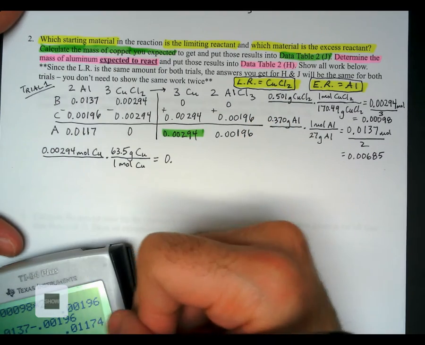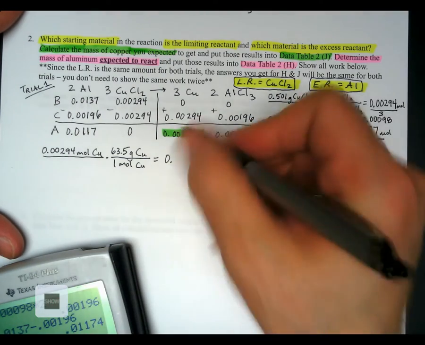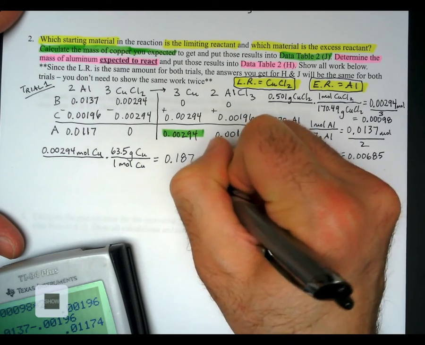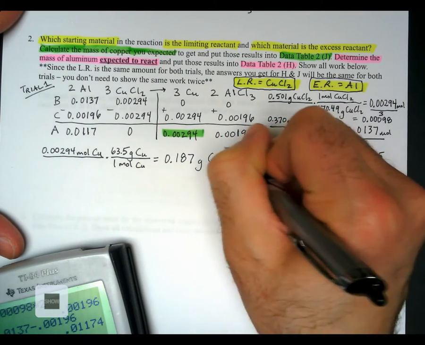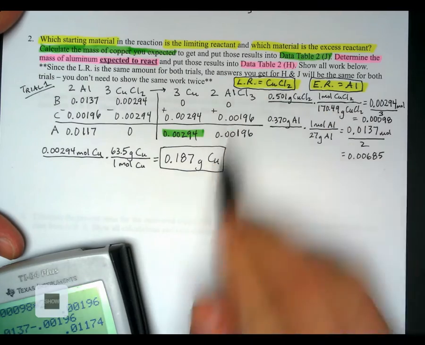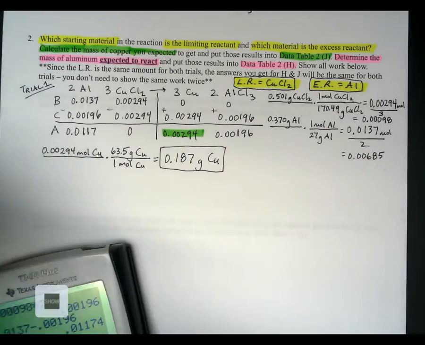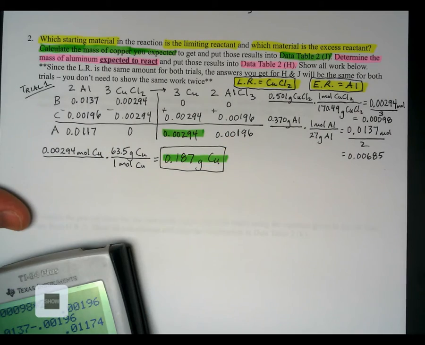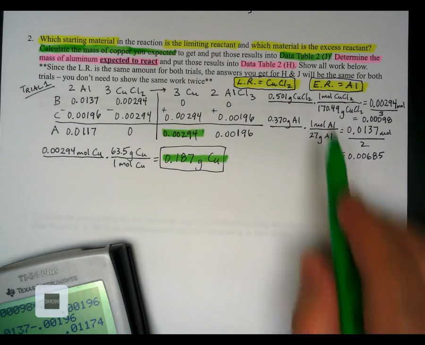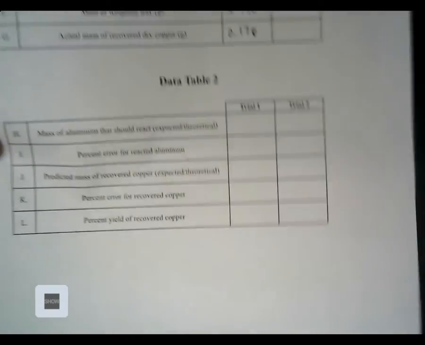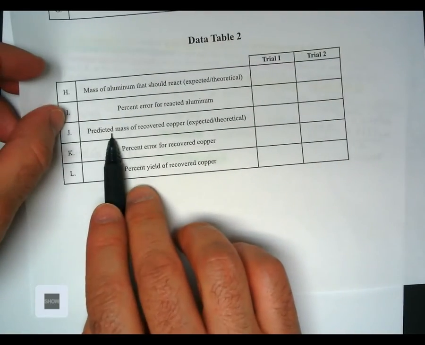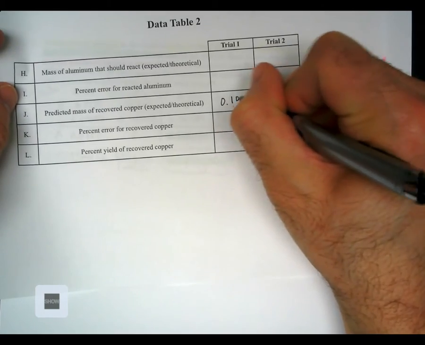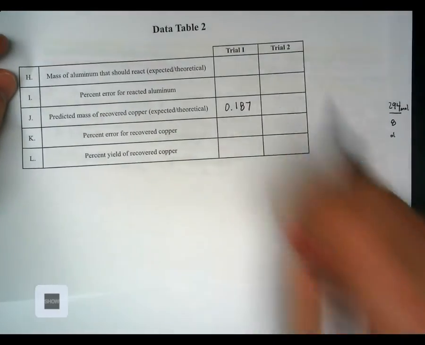So we get 0.18 minus, well, this is mine, 1866, so 187 grams of copper. So that's the grams of copper that I would expect to get. So I've got to put that in data table 2 under row J. So data table 2, row J, the predicted mass of the recovered copper, you write that number down, whatever number you got, in row J of data table 2.